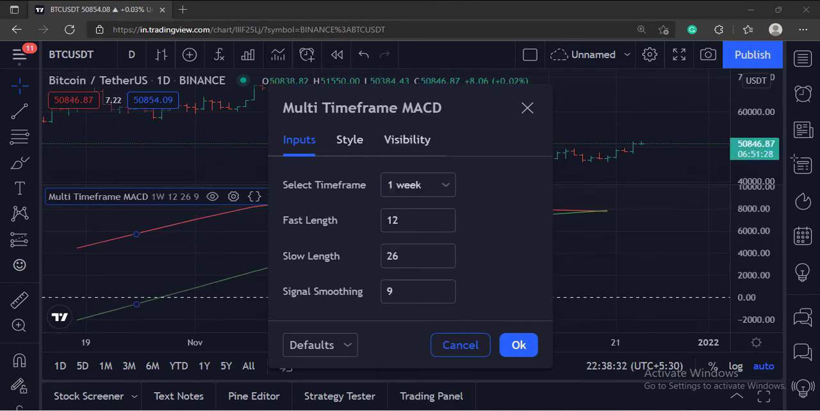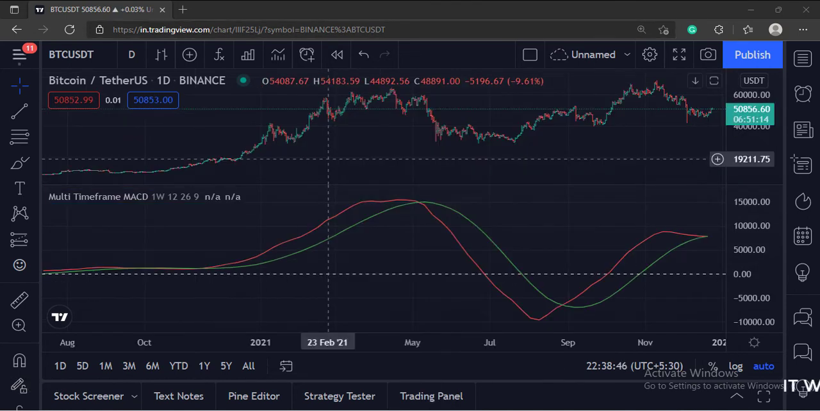Now the indicator is showing the weekly MACD on the daily time frame. You may replay the indicator to check if the indicator repaints or not. So that's it. That's how you can implement the multi-time frame MACD in the TradingView Pine script. Thank you.